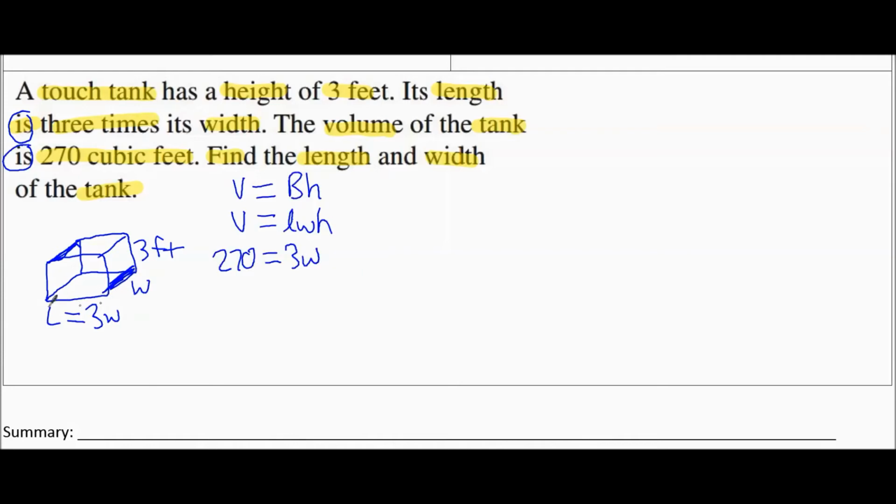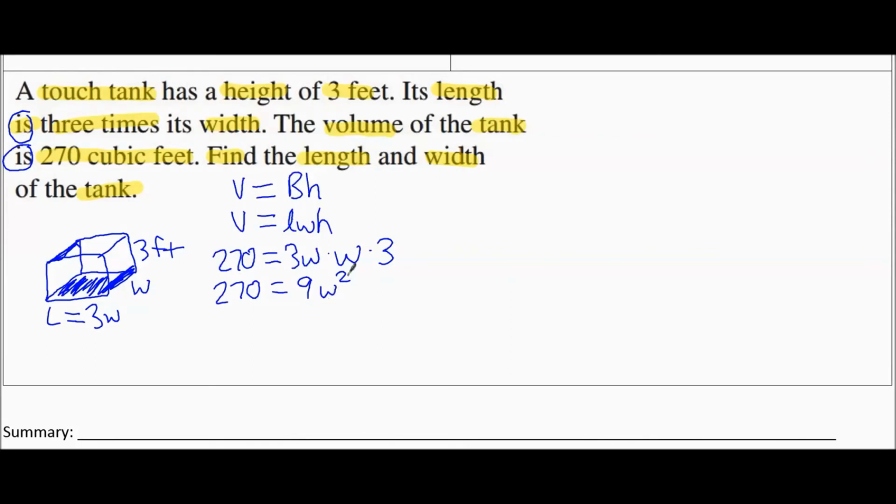Length times width, this is the area of the base, right? That's the area of this base right here. And so that's going to be 3 times W, this is the length, times W again, times the number of layers. How high is this thing? How many layers are there? There's 3 of them. And it's all multiplication all the time over here. So 270 is equal to 3 times W times W. Well, that's W squared, and 3 times 3 is 9. So that's 9 W to the 2nd power, because you have 2 factors of W.